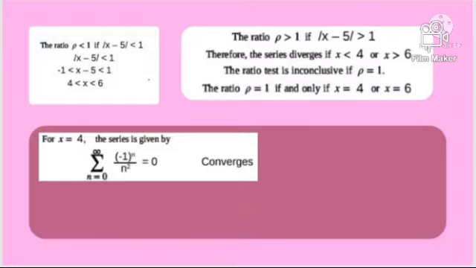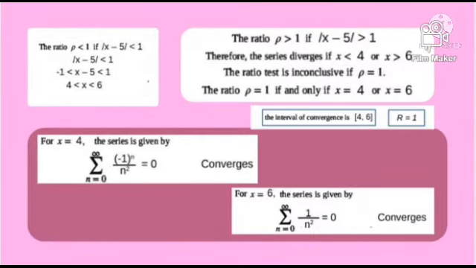So, for the x that is equal to 4, so katulad nung kanina, yung original equation natin ay papalitan natin yung x ng 4. So, ang may equation natin is the series of n starts from 0 to infinity, negative 1 raised to n over n raised to 2 is equal to 0. So, it converges.